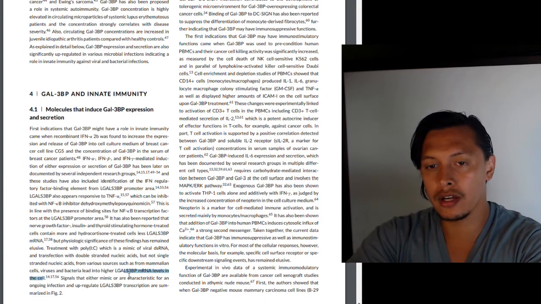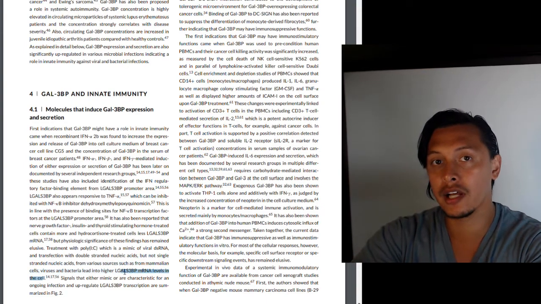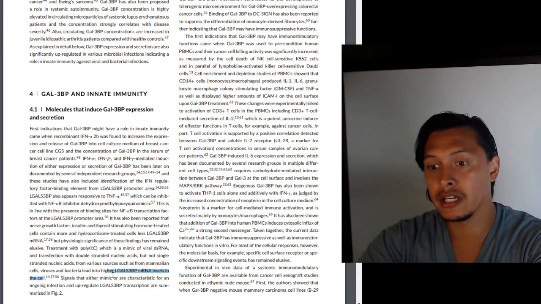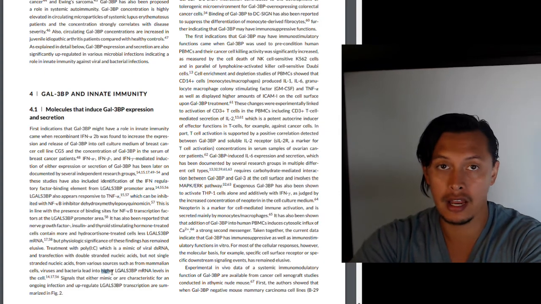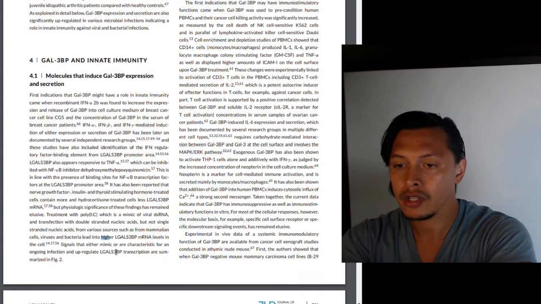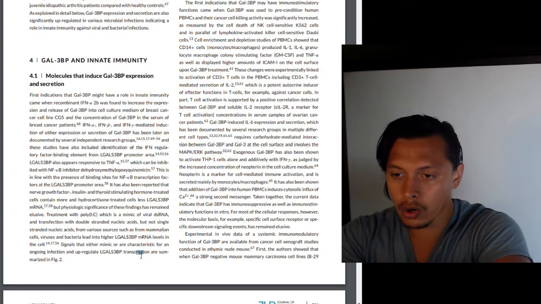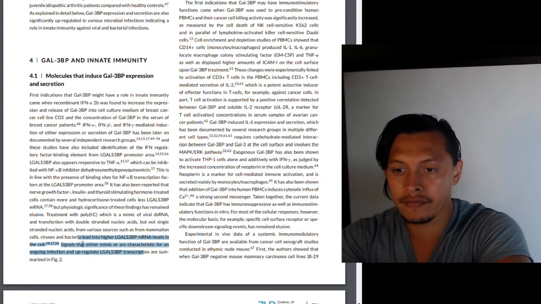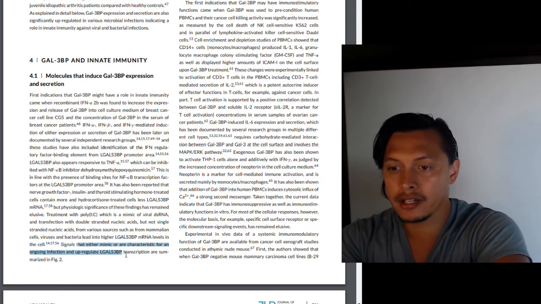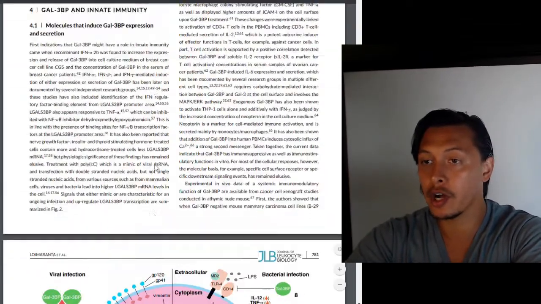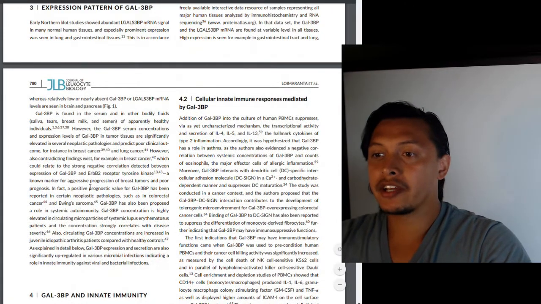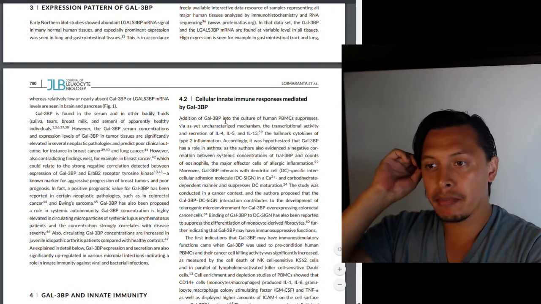So what we're saying here is that you will have higher mRNA levels of the galectin-3 binding protein if you trick that cell into thinking that there is an infection. So signals that either mimic or are characteristic for an ongoing infection and upregulate LGALS3BP transcription are summarized in Figure 2, and this is the figure. So, cellular innate immune responses mediated by galectin-3 binding protein.